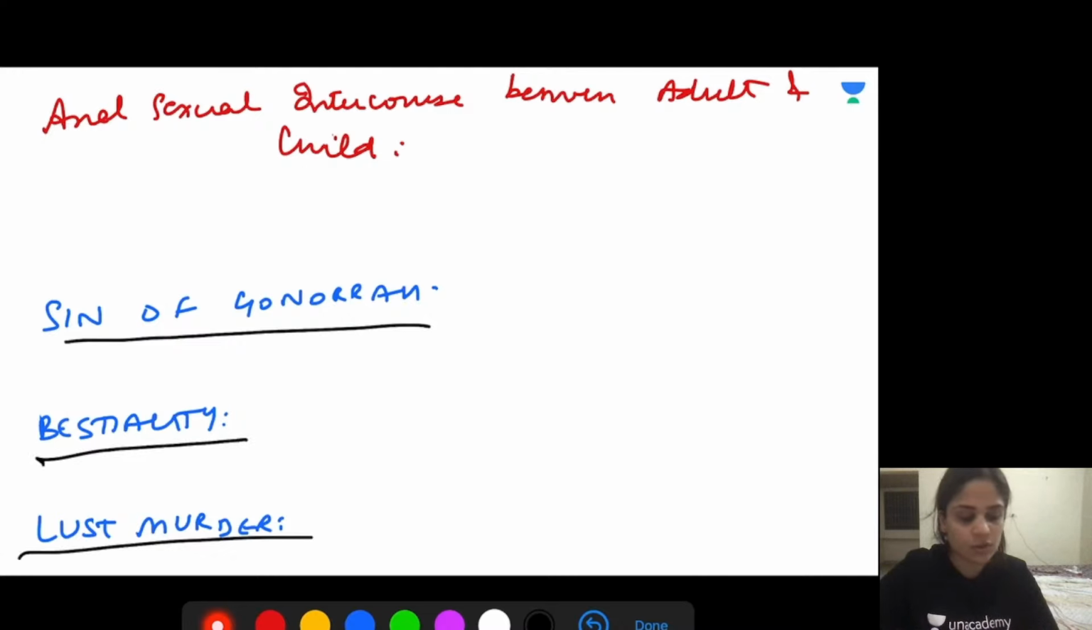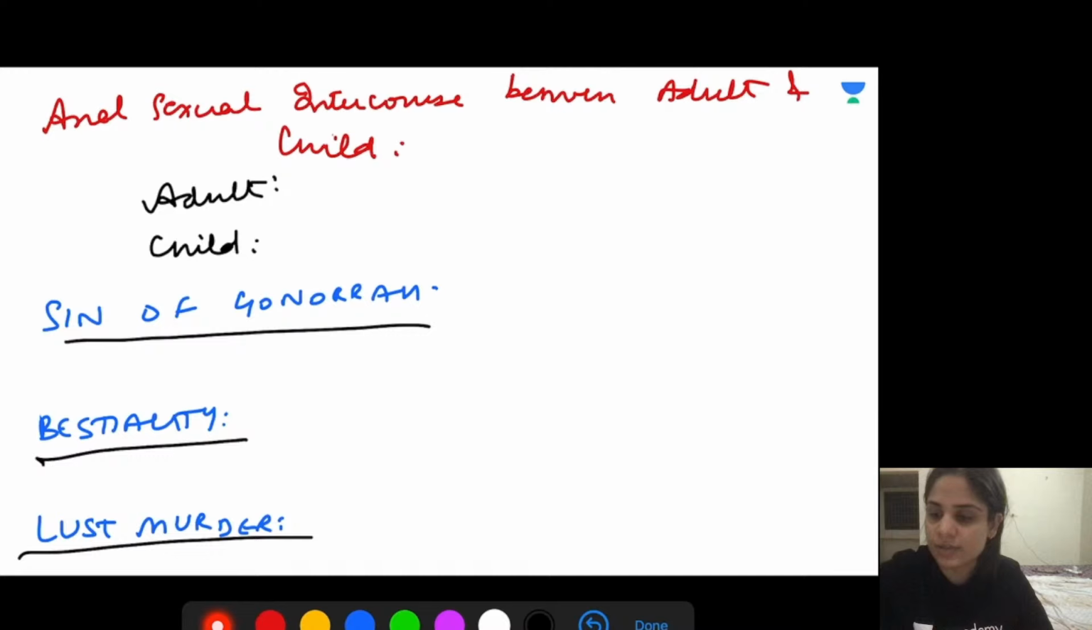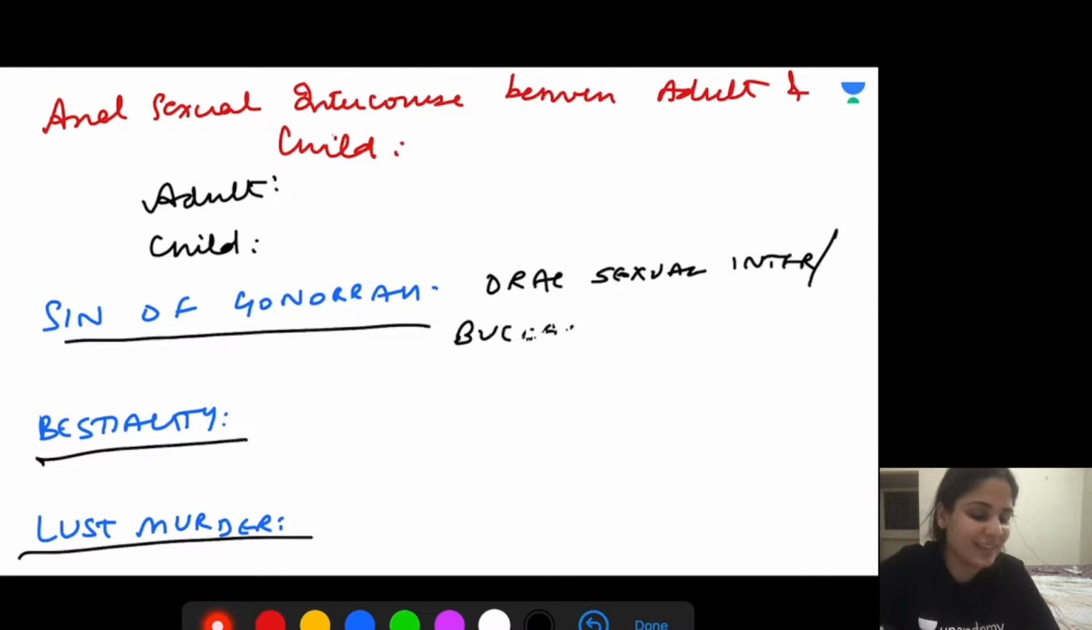Okay, Kiran John is saying buccal coitus. Absolutely correct. So sin of gonorrhea is nothing but oral sexual intercourse, or it is also called buccal coitus. Avinash Reddy is correct about bestiality: it is intercourse with animals. Sexual intercourse with animals is called bestiality. Again, an unnatural sexual act.